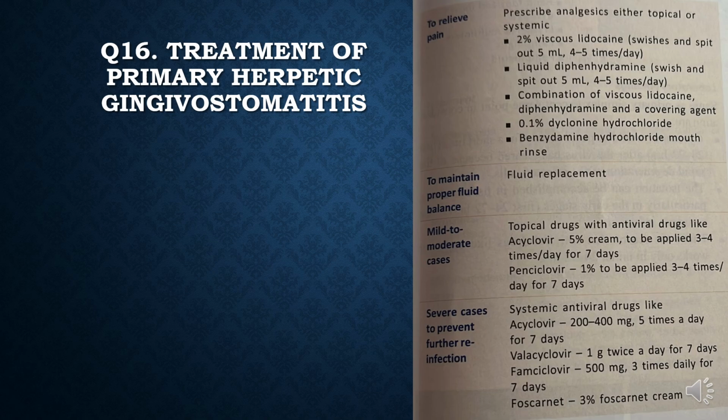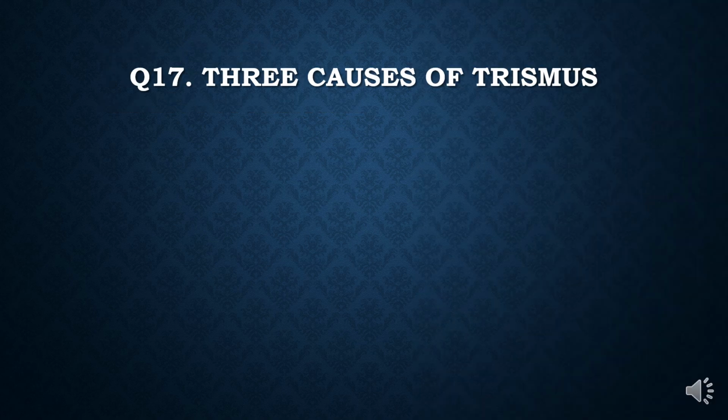Then in mild to moderate cases, topical antiviral drugs like acyclovir 5% cream to be applied 3 to 4 times a day for 7 days, and in severe cases, to prevent further reinfection, systemic antiviral drugs like acyclovir 200 to 400 milligrams 5 times a day for 7 days. Question 17 is 3 causes of trismus.